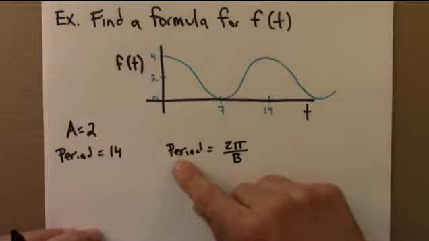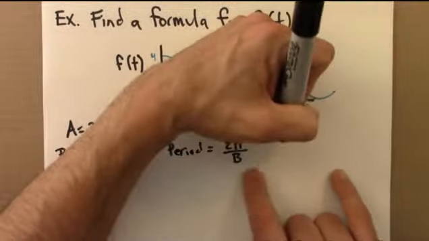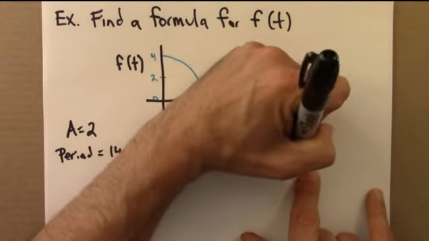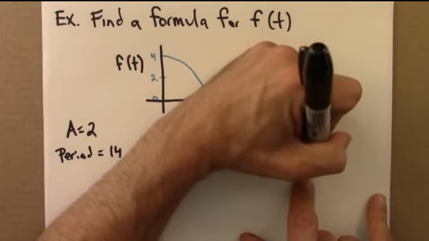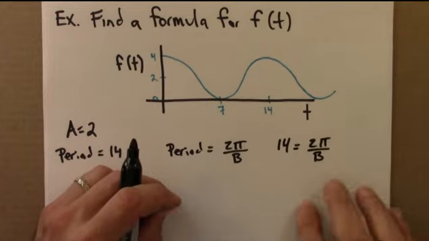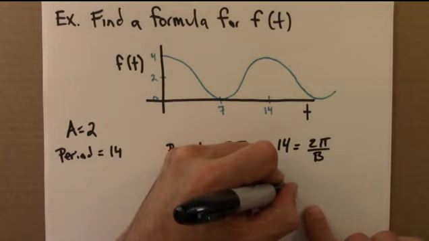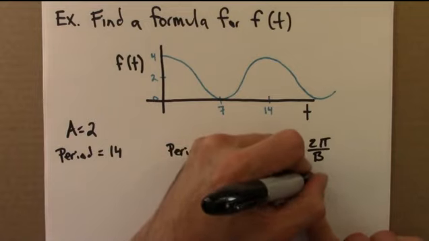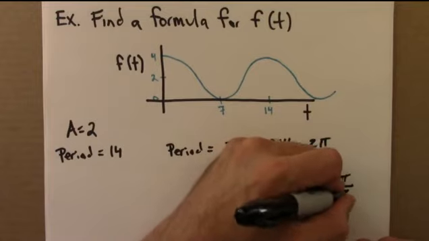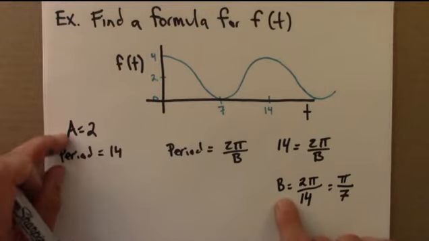Now in this case, we know the period and would like to find b. So let's see, I'll write the period is 14. 14 equals 2 pi over b. And I'll move the b over here and divide through by 14. So I'm going to get b is 2 pi over 14, which is pi over 7. And that's it. Now I have my a, I have my b.